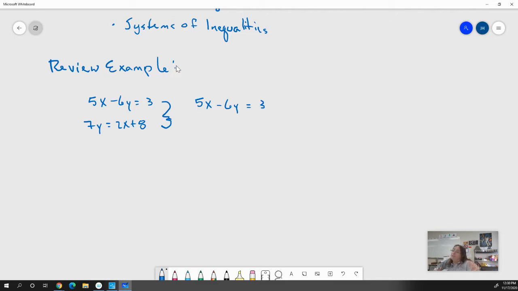When I look at this one, not in order, right? The only thing we want on this side of the equal sign is the 8. So I'm just going to go ahead and subtract 2x from both sides. So I get negative 2x plus 7y equals 8. And that's the proper order that I would want that in. So I can rewrite that under here.